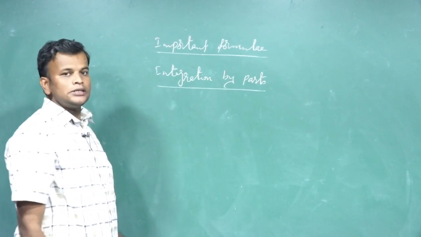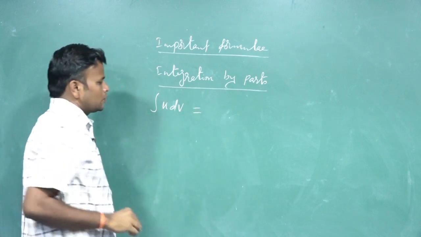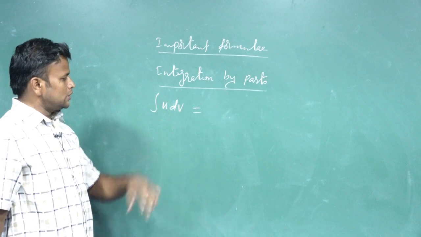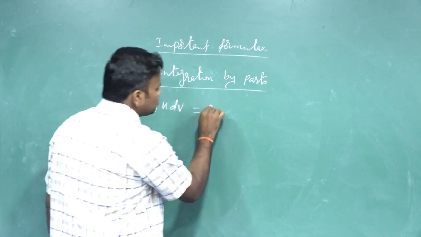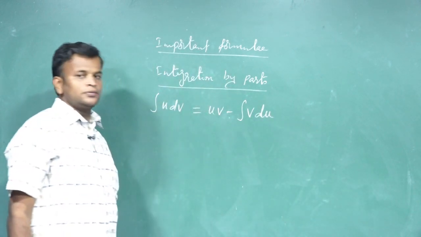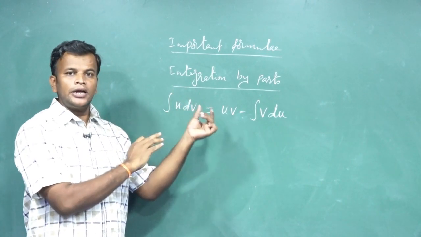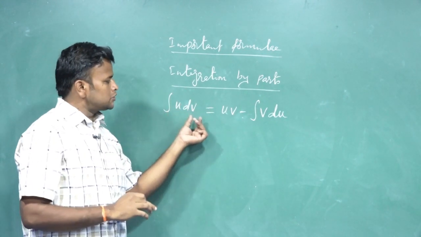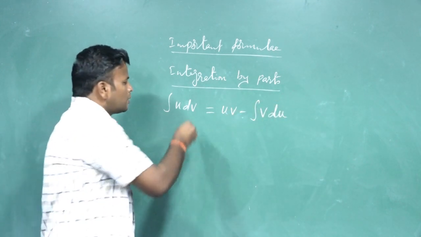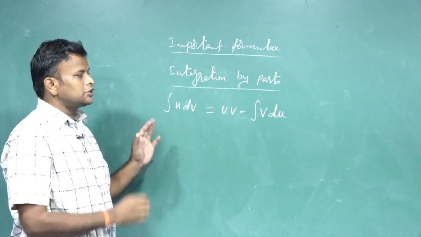Suppose the integration is of the form integration of u dv. One term is u and another term is dv. The formula of this integration of u dv is equal to uv minus integration of v du. Integrating dv is nothing but v. So this formula is called integration by parts.